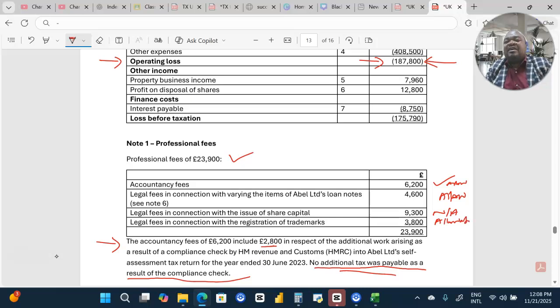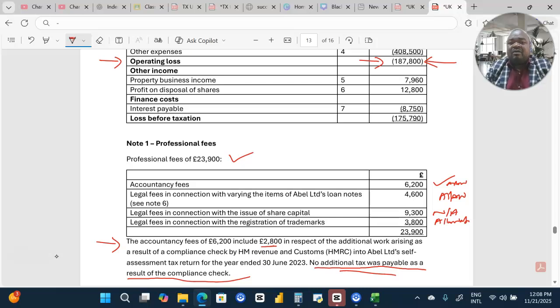Is it a matter of picking and choosing? No. The registration of trademarks are normal business transactions. They have to be allowable. Yeah. That's normal business practice, isn't it?